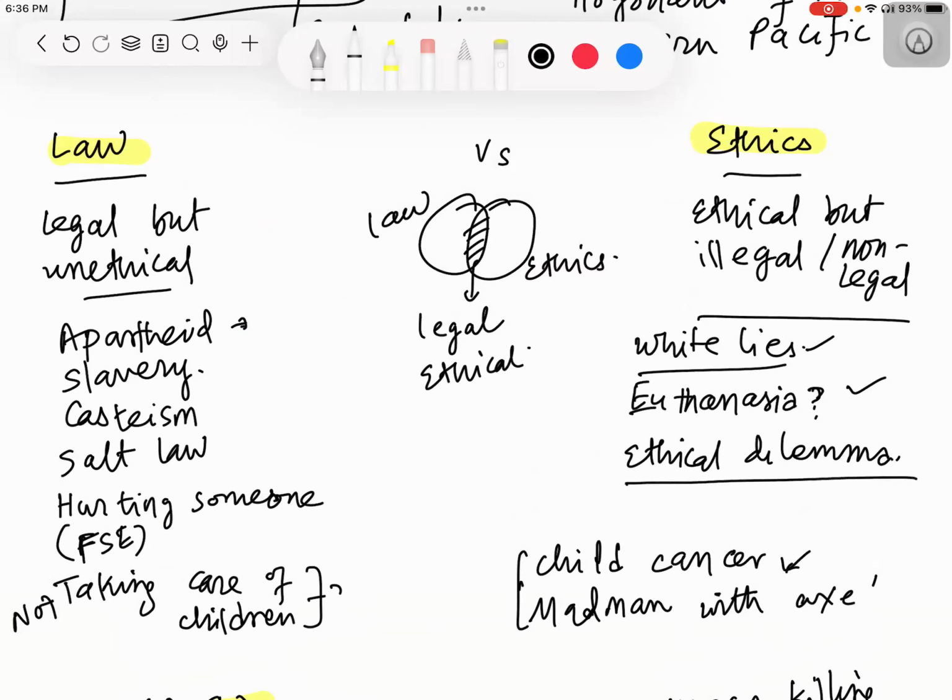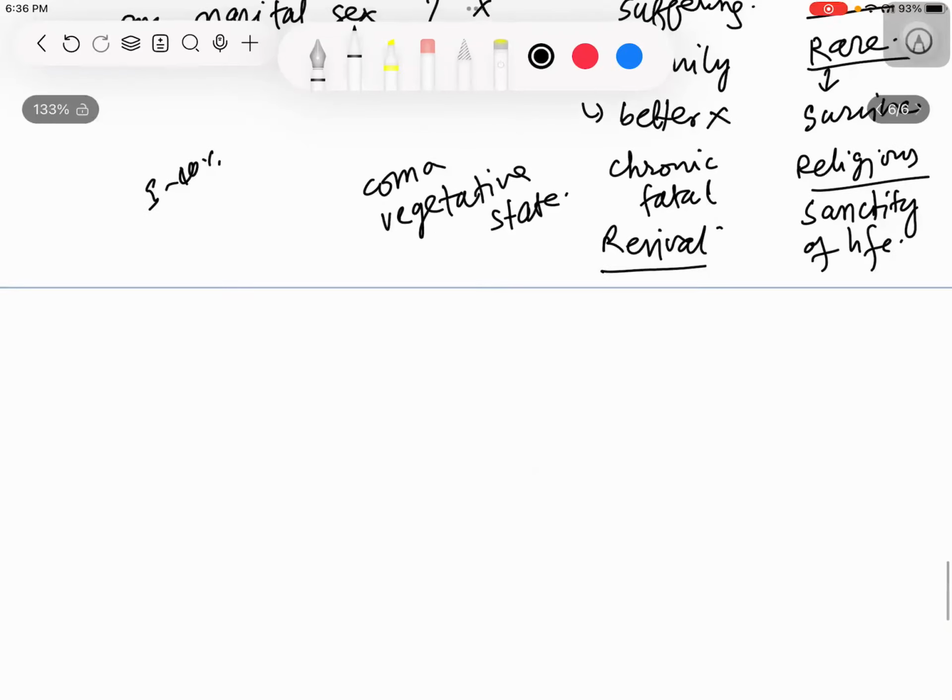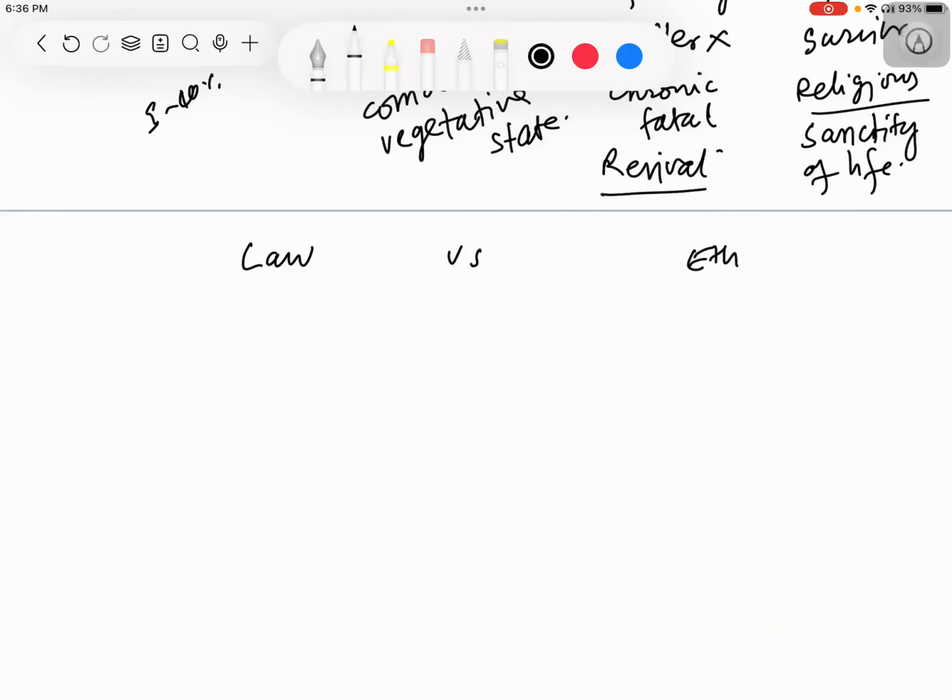Similarly, there would be many ethical dilemmas in which there is no clear distinction between what is ethical and what is illegal, okay. Now if you want to differentiate between the two, you can also differentiate in this way, law versus ethics. You can say what is the difference in sources. For example, you will say the sources of law are what?